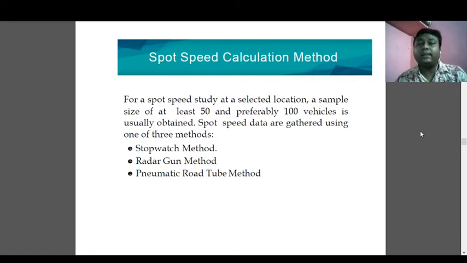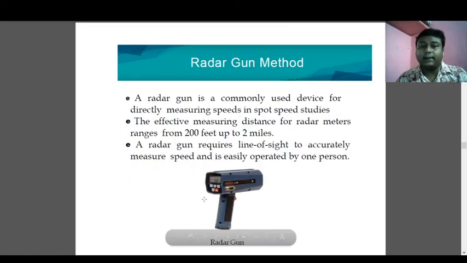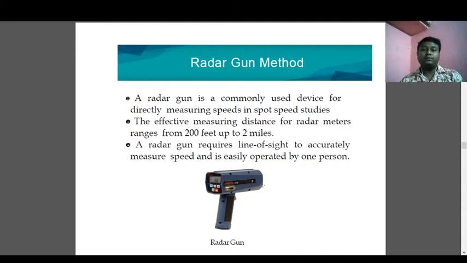So how does this radar gun look? This is a radar gun. You can see it looks somewhat like a gun. Here is one switch, an orange color switch, and here is a display. In the front side there is one laser point. This point is not visible from this figure, but you can find lots of images on Google. In front there is one laser light.